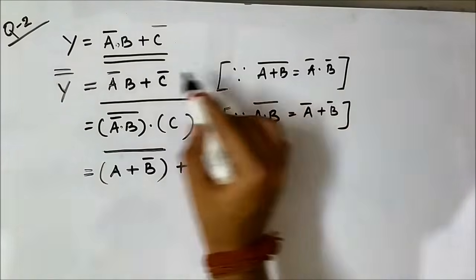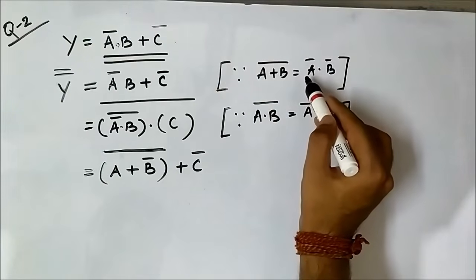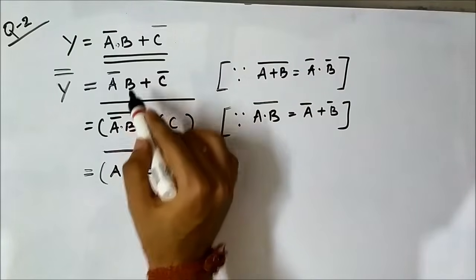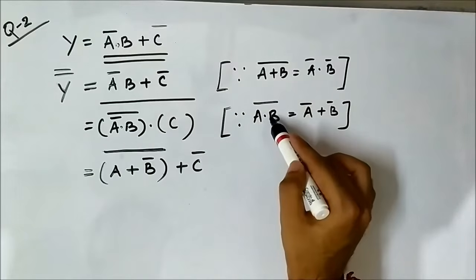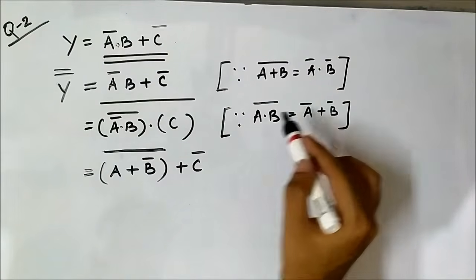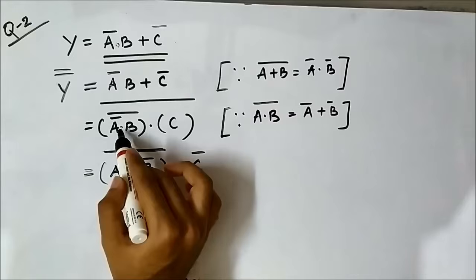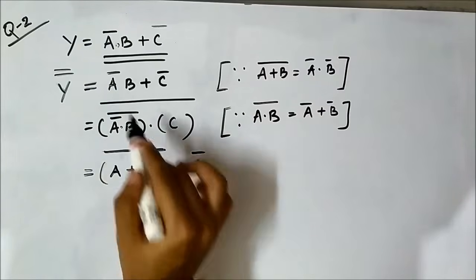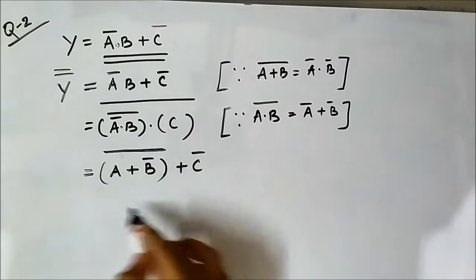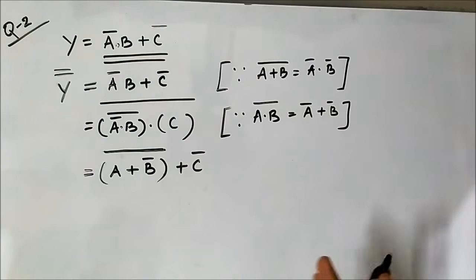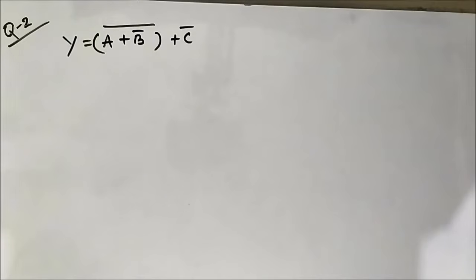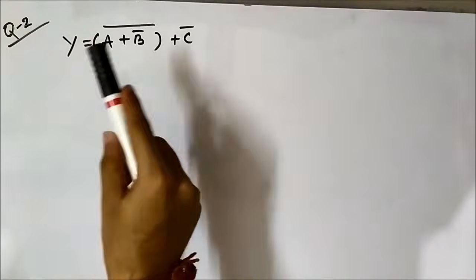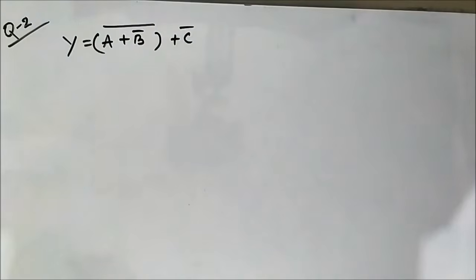So we first applied this here, we got this expression, then we applied this second De Morgan theorem at two places, first here in this portion, then here in the whole expression, and we got this modified expression. Now we have to implement it using NOR gates. So now we have to implement this Boolean expression using NOR gates.